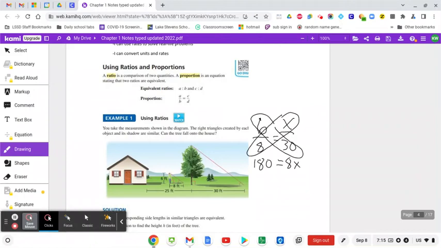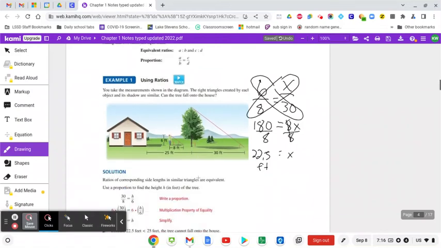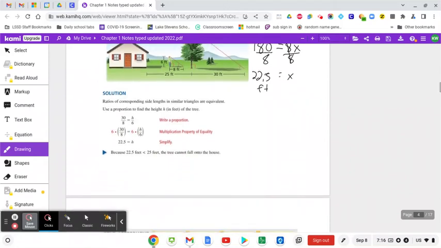So now we need to divide both sides by that 8 to get x by itself. When we've got x is equal to 180 divided by 8 is 22.5, and our label would be feet. So if the tree falls this direction, is it going to hit the house? No. It's only 22.5 feet, and the house is 25 feet away. So we don't have to worry about that.